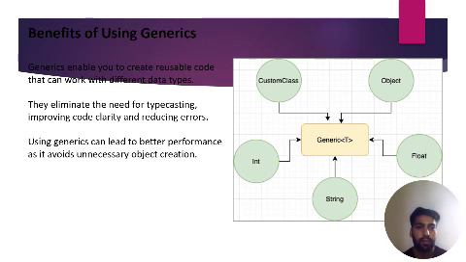Now we will see the benefits of using generics. Generics enable you to create reusable code that can work with different data types. They eliminate the need for typecasting, improving code clarity and reducing errors. Using generics can lead to better performance as it avoids unnecessary object creation. As you see, the customer class gives the data to the generics, and the object also gives the data to the generics, so that we have the main types like int, string, float.